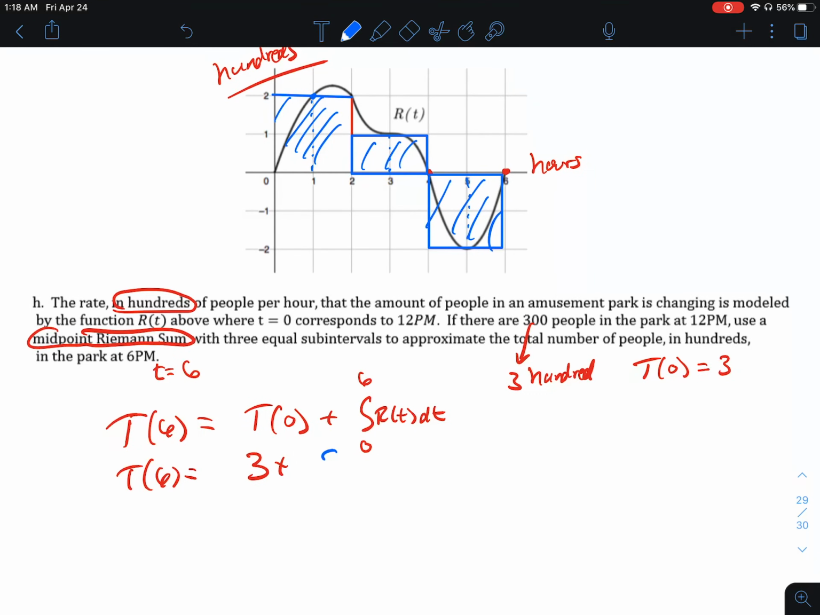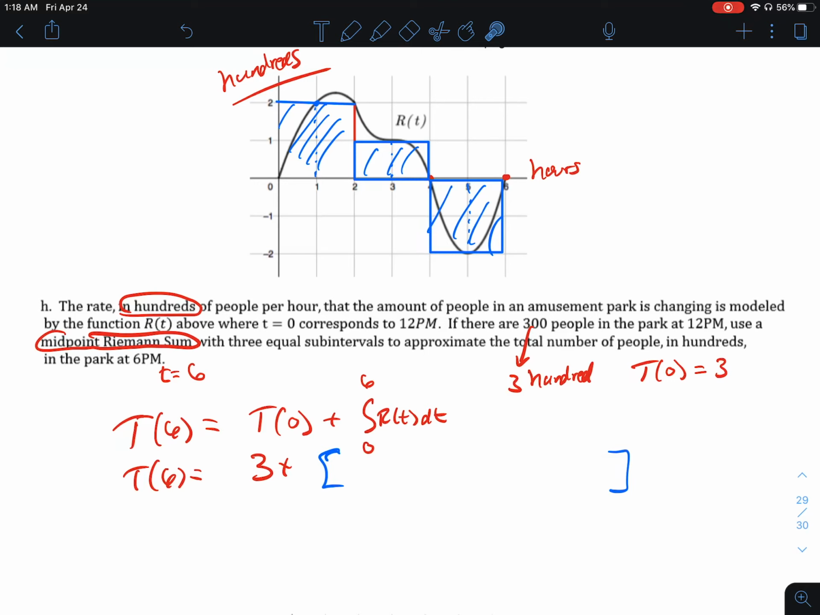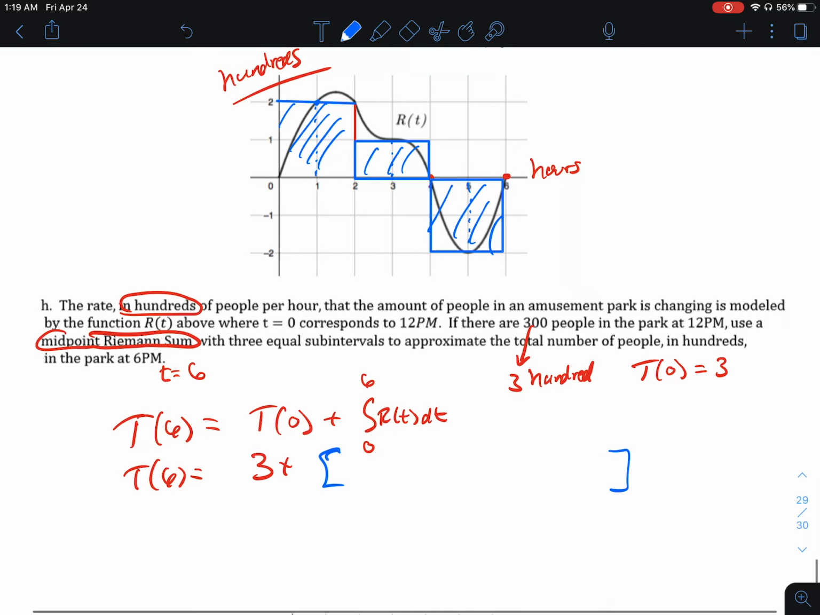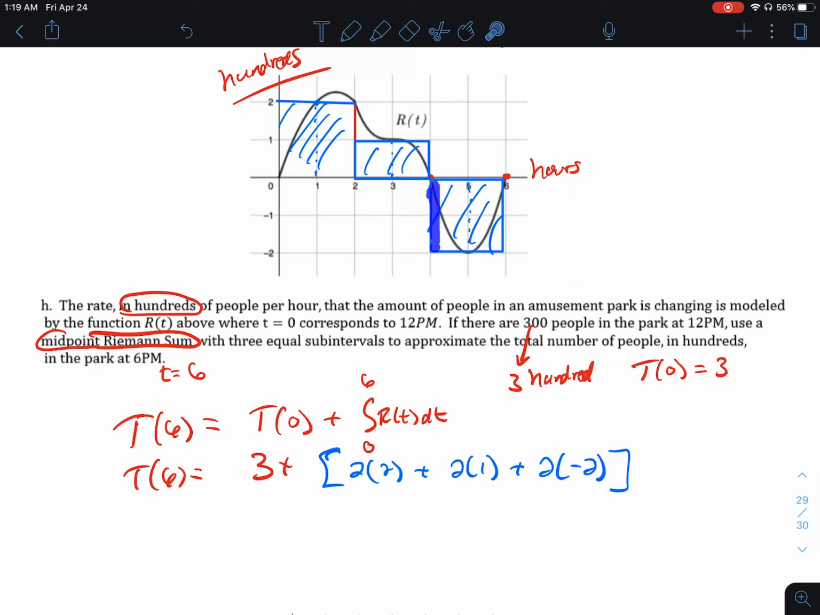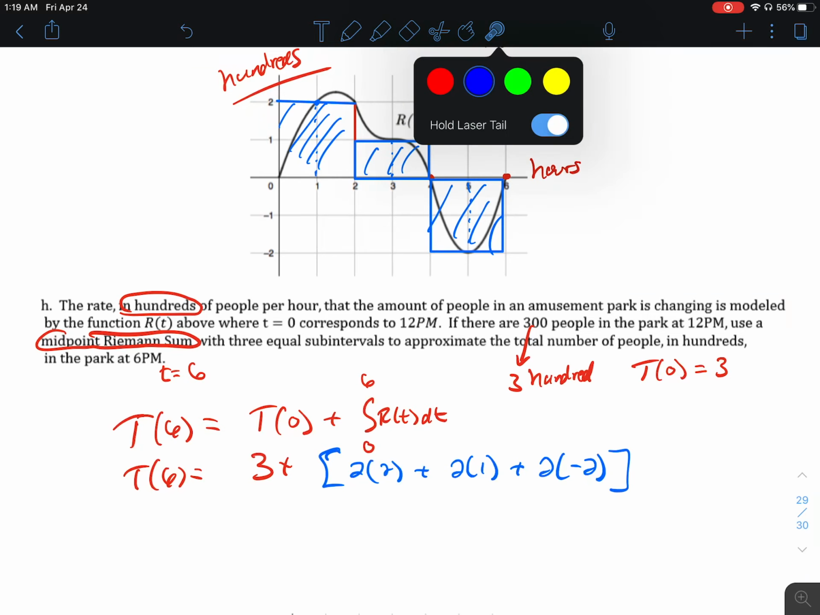So to do that, I'm going to use these brackets for emphasis. For a rectangle, it's the base times height, change in x times the height. So that's going to be 2 times 2 plus 2 times 1 plus 2 times negative 2. Super important that we know this is a negative 2 because we're going down. It means people are leaving this park.